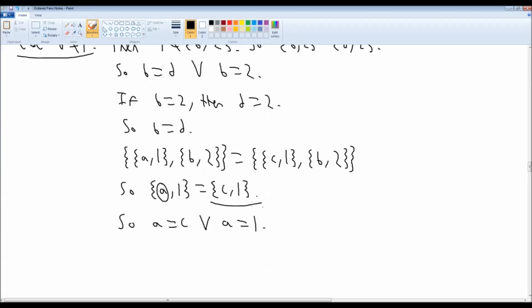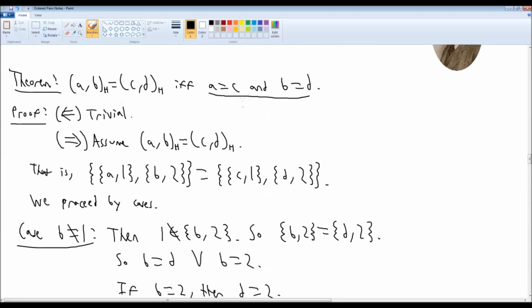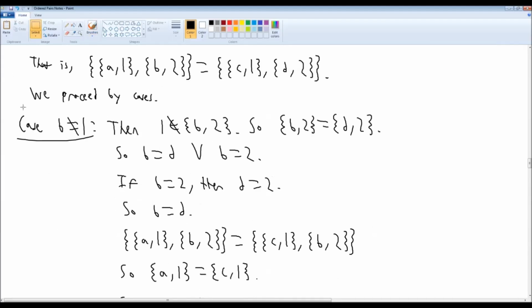Since A is in this set, it means either A has to equal C or A has to equal 1. However, in the case that A equals 1, then this becomes a singleton. It only has one element, 1. And so since C is an element of this set, then in that case, C would have to equal 1. So if A equals 1, then C has to equal 1 too. So in either of these two cases, we get A equals C. All right, so A equals C, and earlier we said B equals D. Okay, and that's what we were trying to show, right? All right, so we've proven the theorem for the special case that B is not equal to 1.